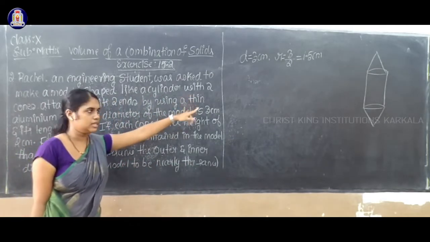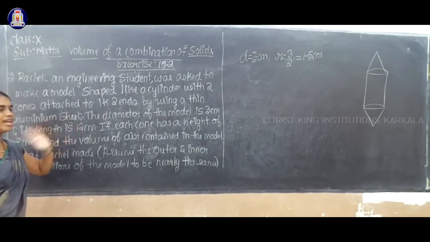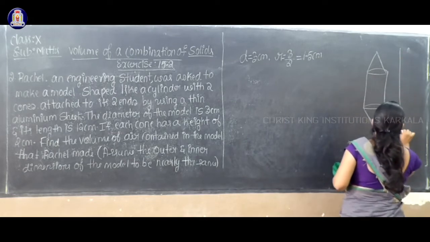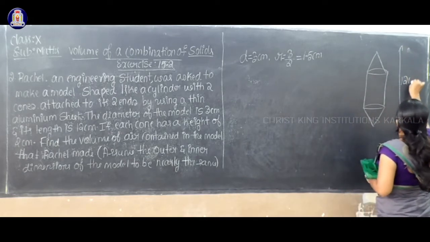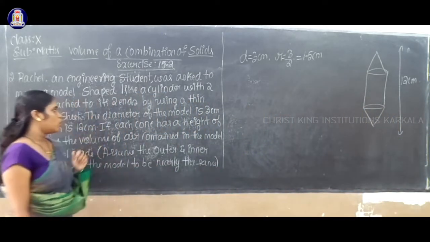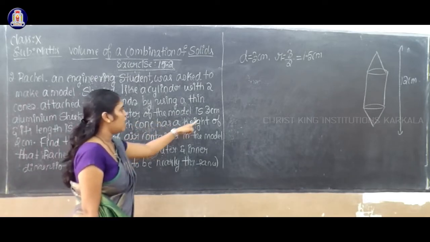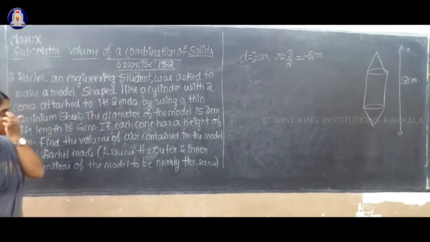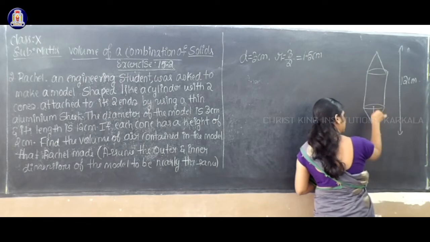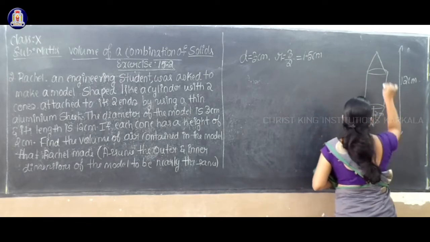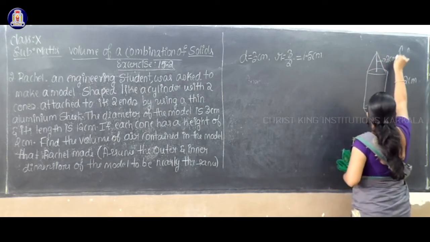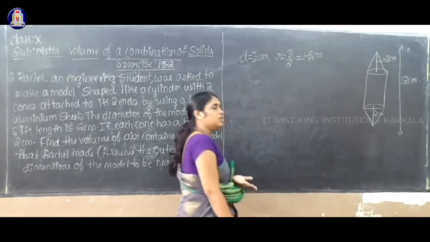Diameter of the model is 3 centimeter. Its length is 12 centimeter. That means the length of the whole model. So this is the full model. What about the length of this whole model? That is about 12 centimeter. Also given, each cone has a height of 2 centimeter. See, there are two cones. This is your first cone, so the height of this first cone is 2 centimeter. Again, this is your second cone, and the height of the second cone is again 2 centimeter.